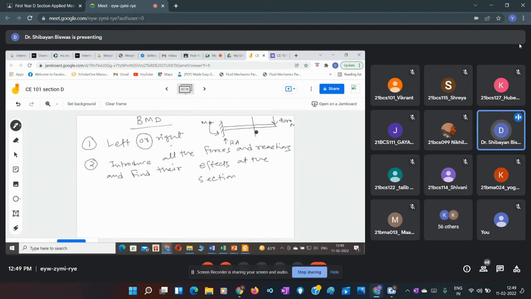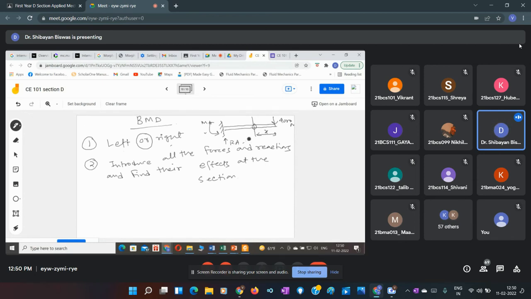If we take a section here at any distance, say x, so introduce all the forces and reactions. Now we are considering any part, and we are looking for what are the effects of these forces and the reactions at that section. If we go to the first problem, what we did was find the effect of RA, that is the reaction force. What is the moment coming from the reaction force, and the reactive moment, it is also having an effect. So we have considered all the effects of these moments at this section.